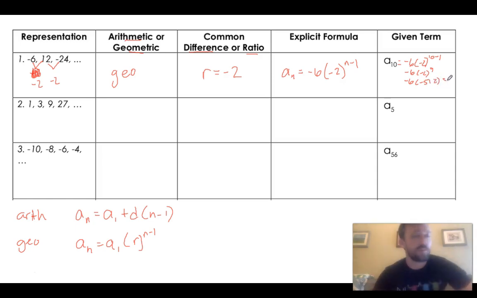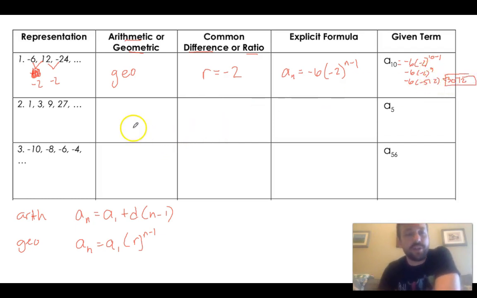I don't know that off the top of my head. My calculator's not turning on. Give me 1 second. 512 times 6 is like 3,000 or something. 3,072. And there's your answer.